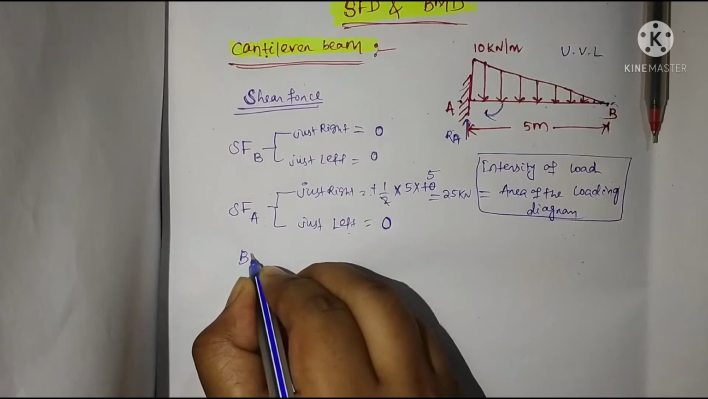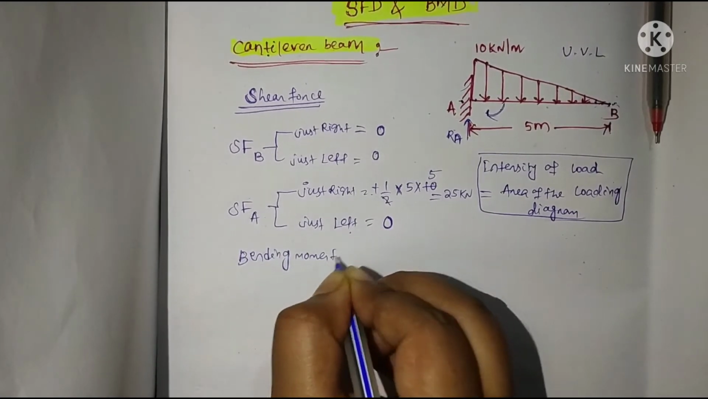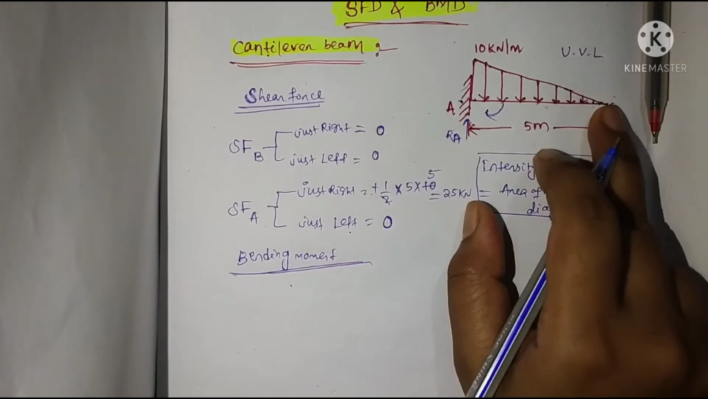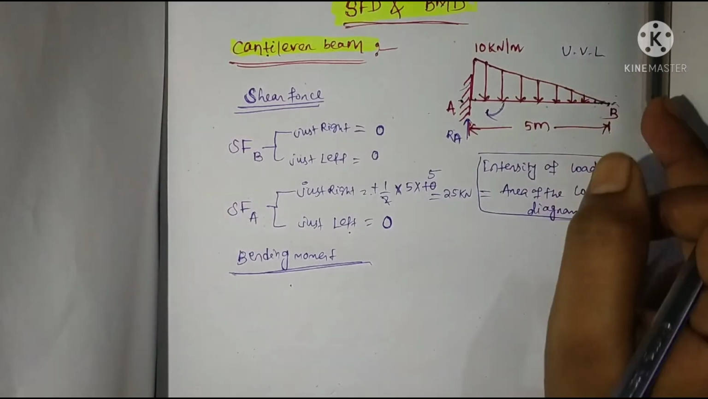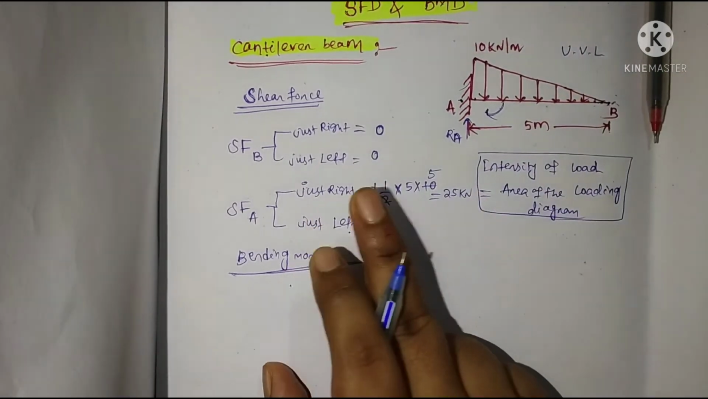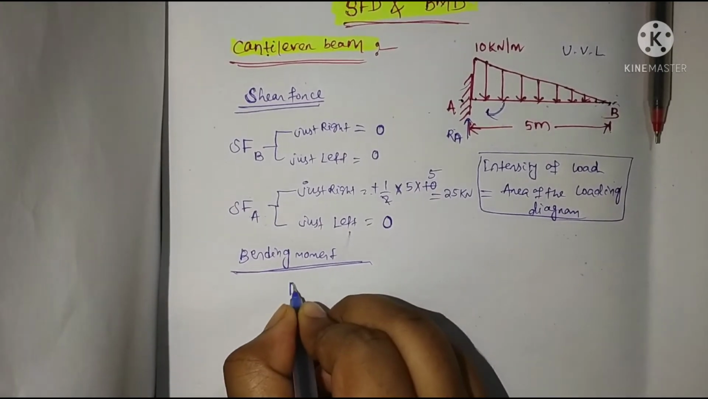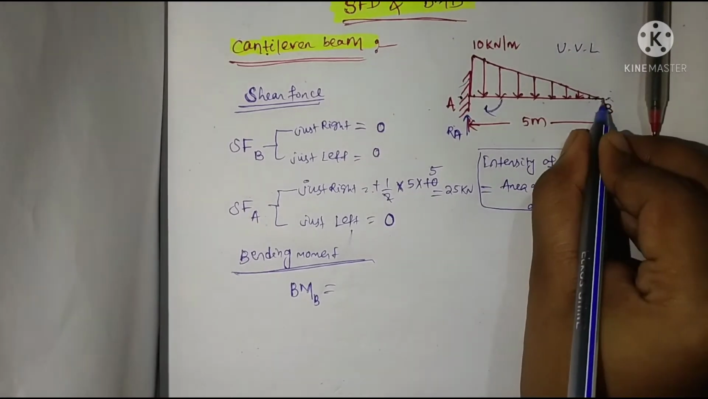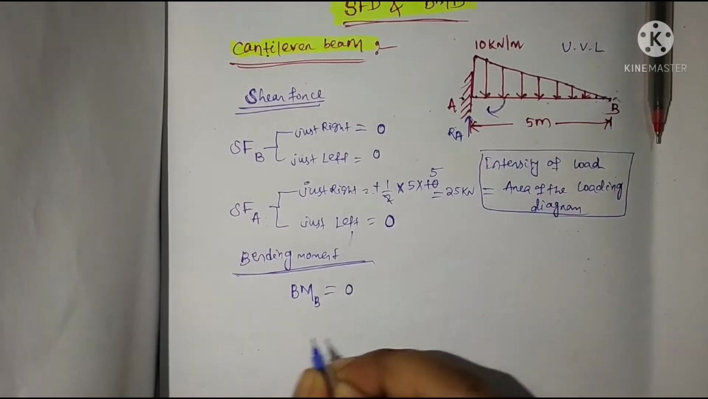Now calculating bending moment. We always calculate bending moment at the point only, not at just left and just right. So we start with bending moment at point B. At this point there is no force, so there is no loading. The bending moment will be 0.